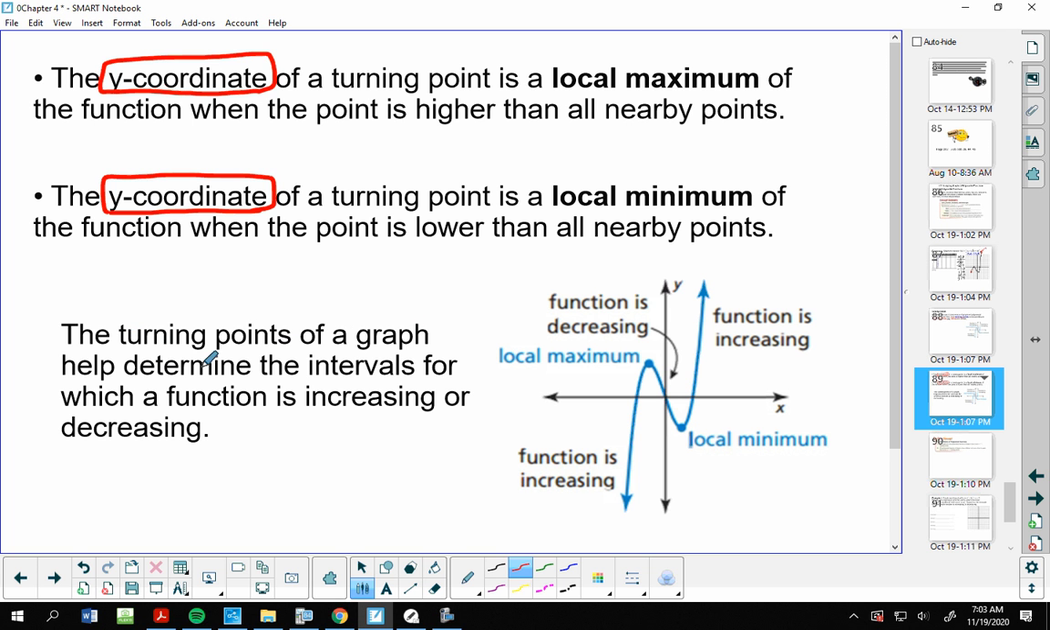So the turning points of a graph help determine the intervals for when a function is increasing or decreasing, and we're also going to identify those intervals in interval notation. So increasing, decreasing, increasing. And the important part here, like we've done in the past, because we have done increasing, decreasing before, is that we are going to be talking about the x values. When we talk about increasing and decreasing, we're always going to be identifying x values. And you guys did really well with that in, I think it was chapter 2 in the past. So that's going to be kind of similar to what we've done in the past.